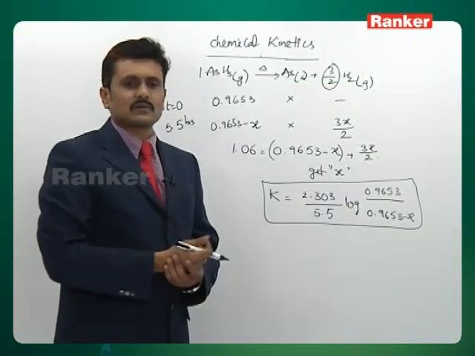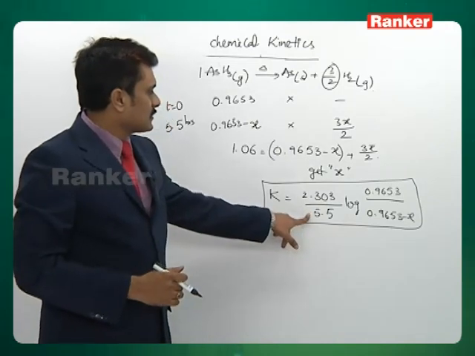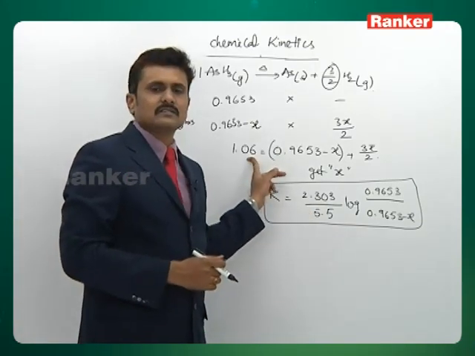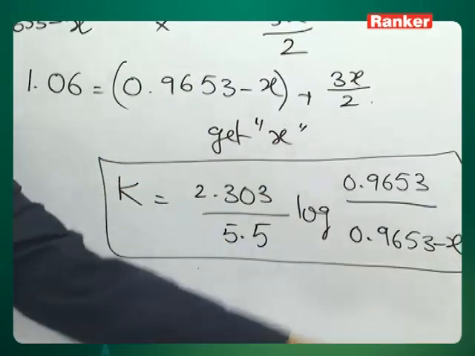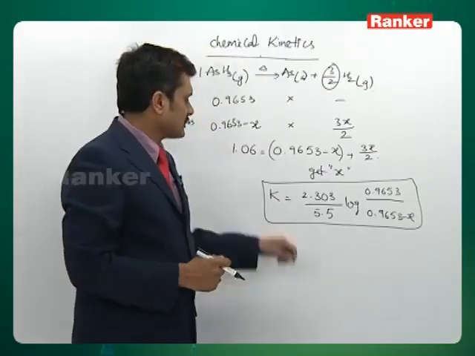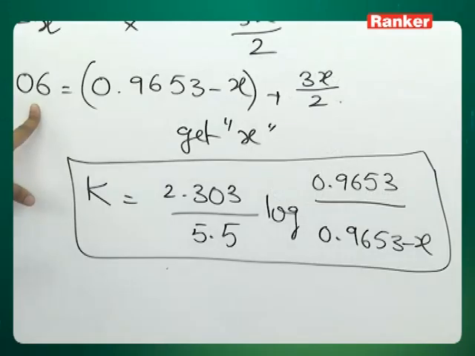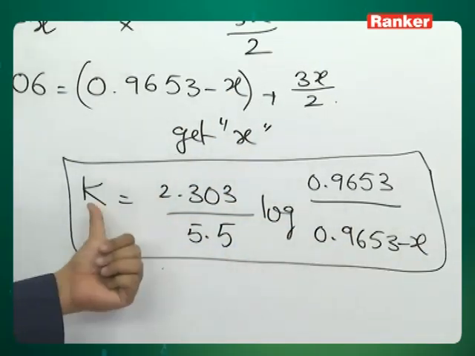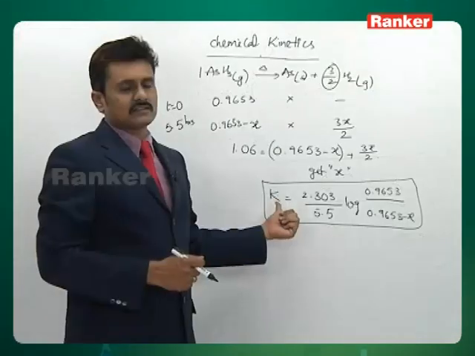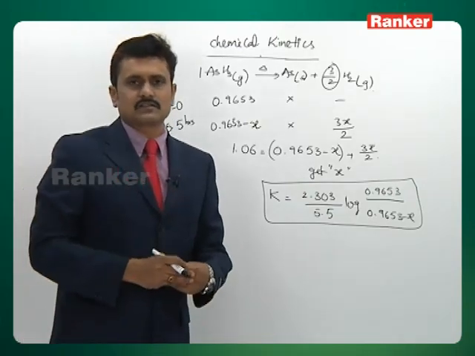Now different values are provided to you at different time intervals. You have 6.5 hours, wherein the total pressure is given as 1.076. Then you have to find the X and substitute. Or if time is 8 hours, you have been given the total pressure as 1.1. By substituting, you can get again X to substitute here to find the value of K. But the interesting fact is that the K is going to remain constant as it is the rate constant.